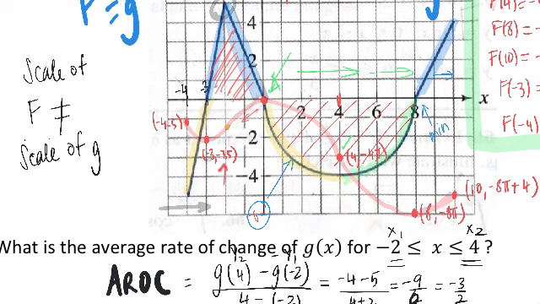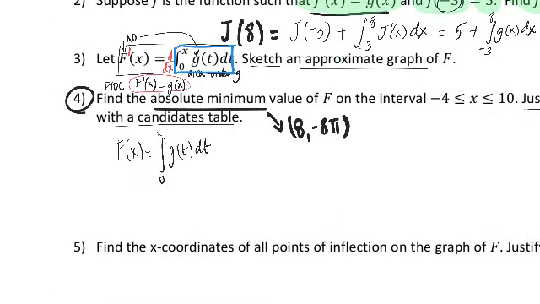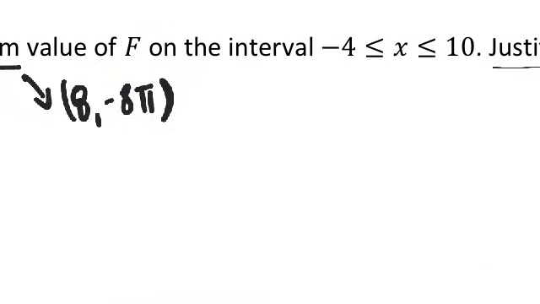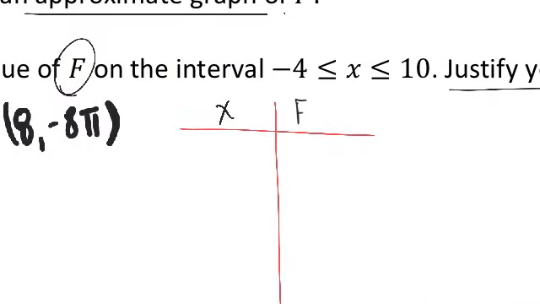So you can just look at the areas and sort of common sense understand where you're going to have your absolute minimum or maximum, and then you can justify it with the candidates table, right? With the candidates table, you want to make the candidates table every time you're asked for an absolute minimum or maximum. So you put x and you put the thing you're trying to minimize, which is big F, right? So put the function here, big F is equal to the integral from 0 to x of g of t dt.